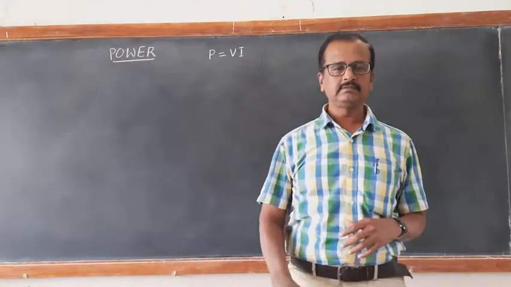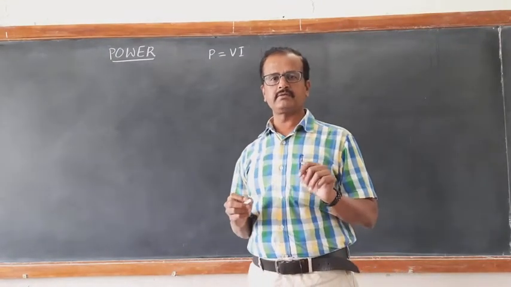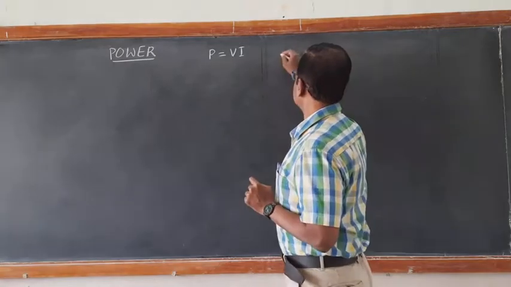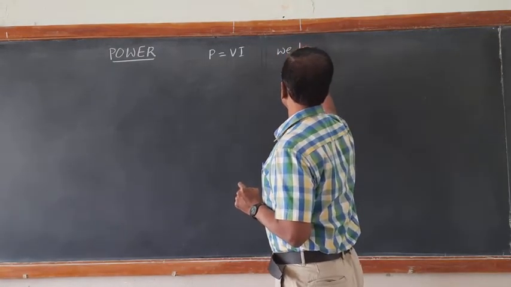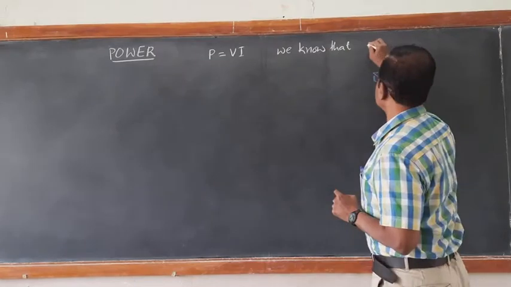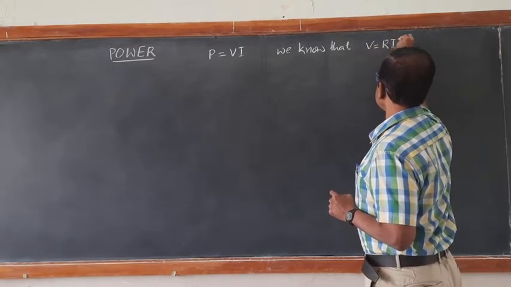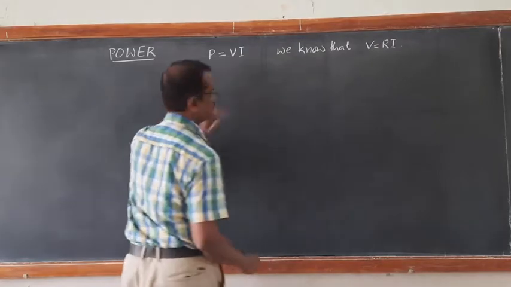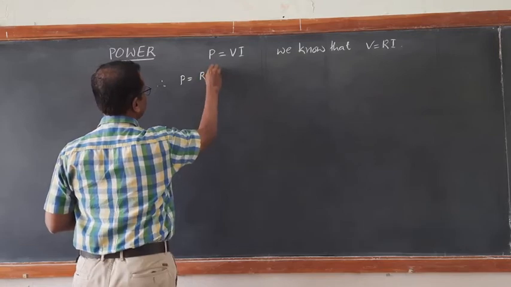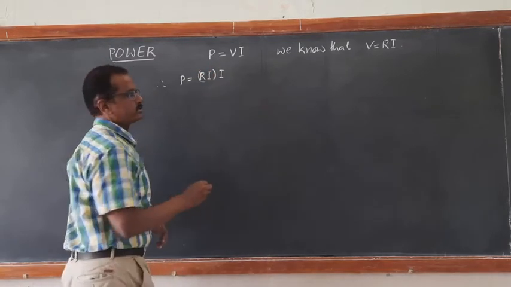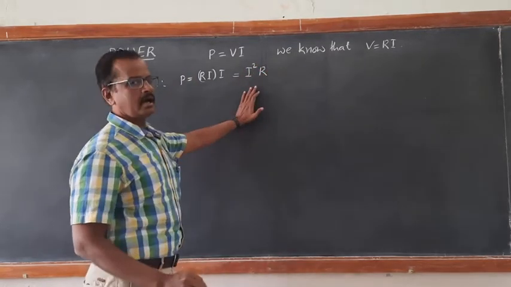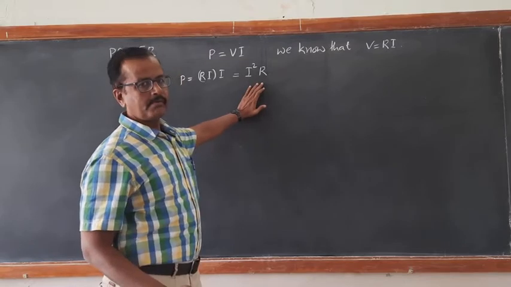We got this result. This power P can also be expressed in terms of resistance. For example, we know that using Ohm's law, V is equal to Ri. So if you substitute V equal to Ri in this equation, then P becomes equal to Ri into Ri square. So I will write it as I square R. This is in terms of current and resistance.